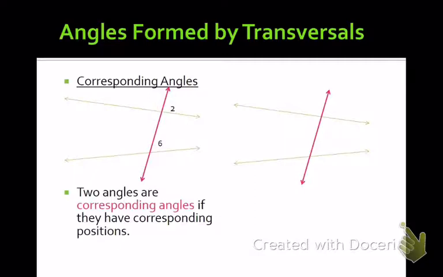Okay? I think that's the easiest way to find it. I have done this. If you trace these 2 angles, so here's an angle, here's an angle, they make an F. So any angles that make an F are going to be corresponding angles.